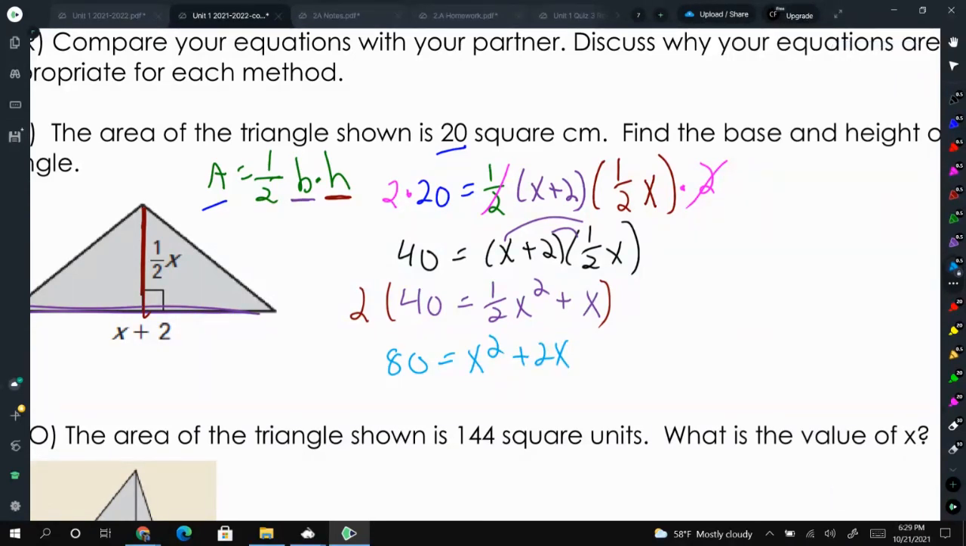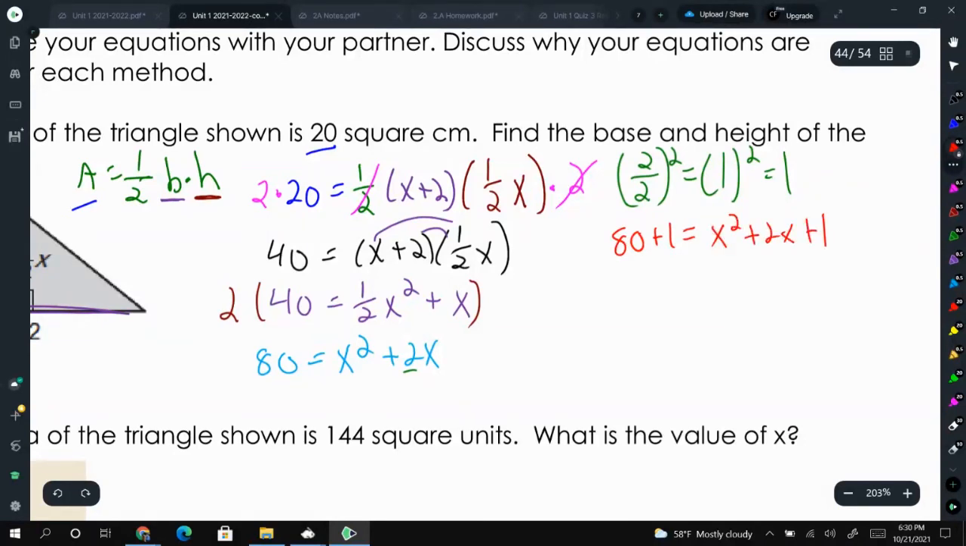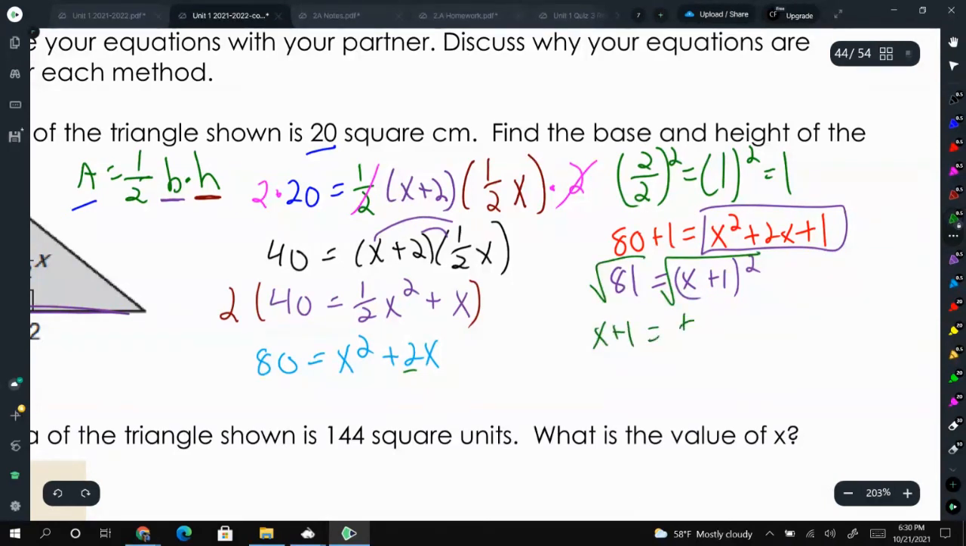Now this is much more manageable to work with. We can do completing the square. When we do completing the square, we're going to take 2 and divide it by 2 and square it. That's 1 squared, or 1. We're going to add 1 to both sides. So 80 plus 1 equals x squared plus 2x plus 1. 81 equals x plus 1 squared, because we're going to factor that. Once we square root both sides, we get x plus 1 equals plus or minus 9. x plus 1 equals negative 9. x plus 1 equals 9. So we get x equals negative 10 and x equals 8.